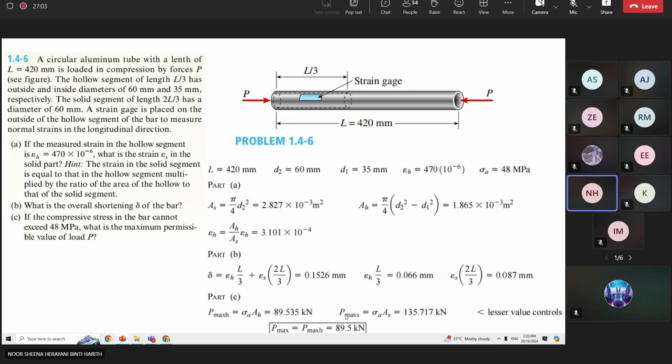So you use this one for the aluminium tube, but to control the value for the factor of safety, the maximum load that can be applied to this aluminium tube is 89.535 kilonewton, even though the other is the highest one. For the factor of safety, you have to keep the maximum as low as possible, so you use the lesser value, which is 89.535 kilonewton.